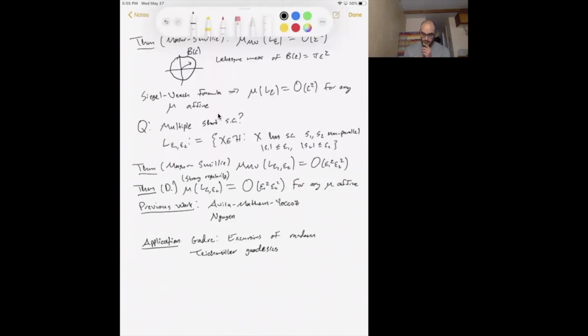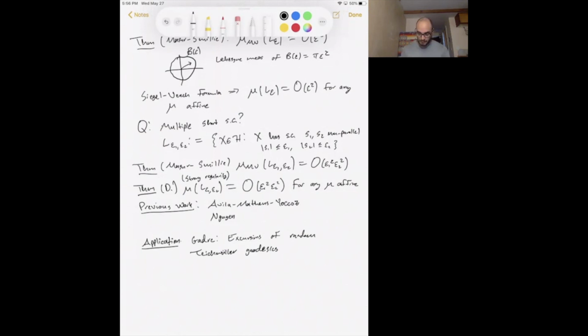Another reason to care about it is that it's a good test of our understanding of more complicated degenerations of affine invariant manifolds, so of what the behavior of affine invariant manifolds at infinity is.